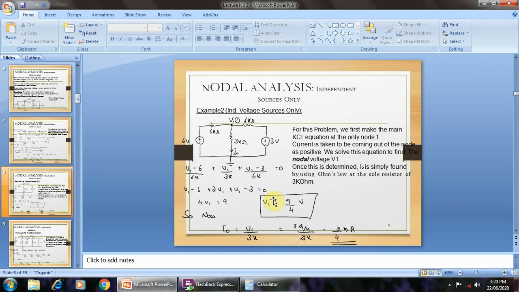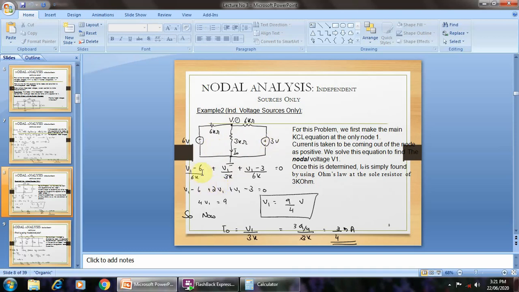Then the next example. Here the independent voltage sources are given: the 6 volt and 3 volt sources respectively. To find the value of V1, there are two nodes, so n minus 1 is 2 minus 1, and only one equation should be formed.